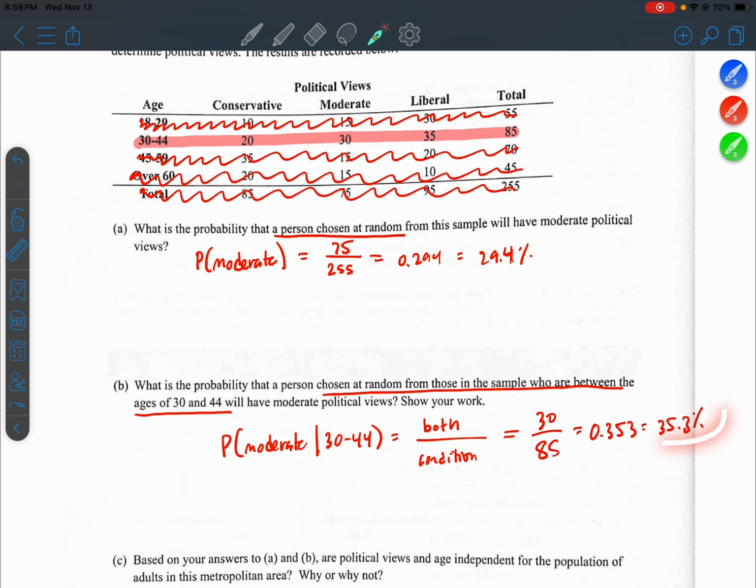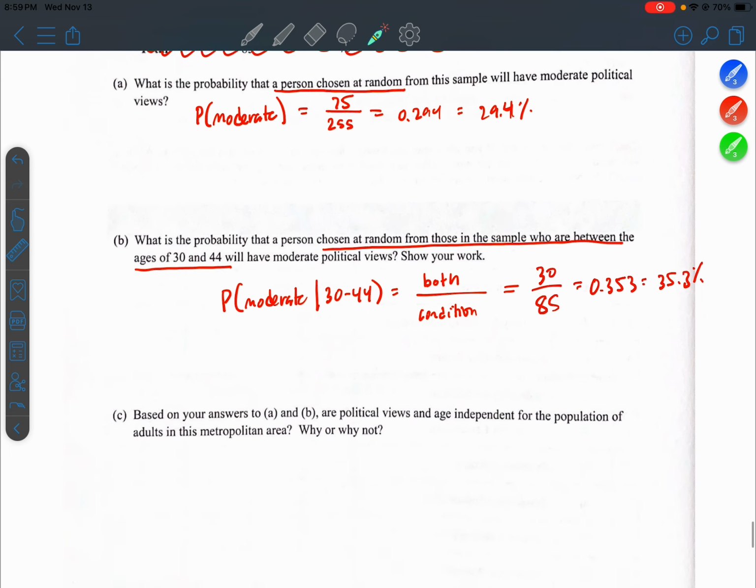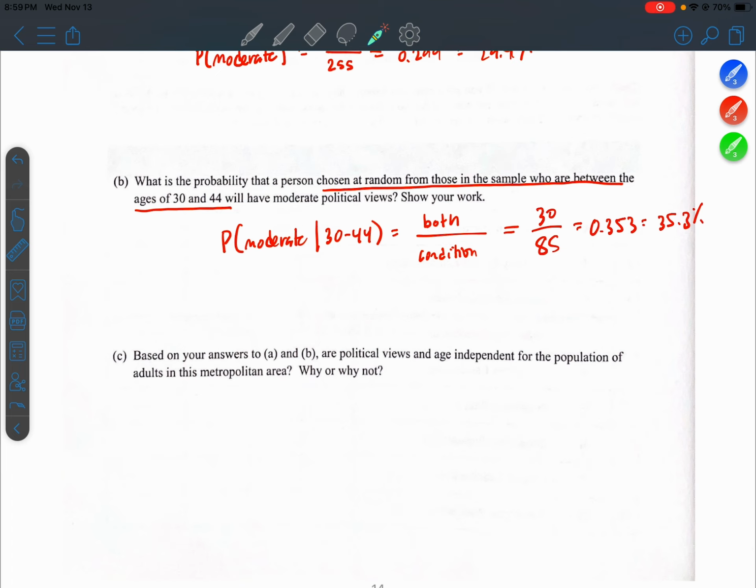Notice how that probability is higher than the original one. Knowing that somebody is in this middle age range increases the likelihood that they have moderate views. In other words, the probability changes when there's a condition.